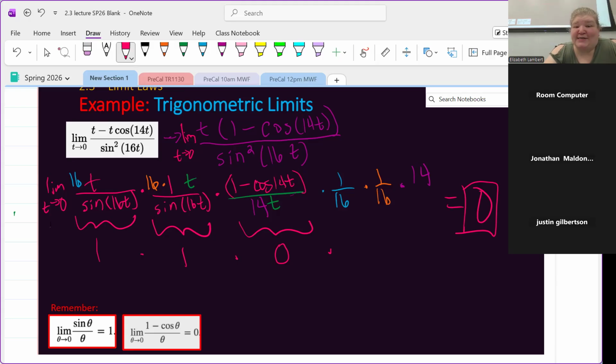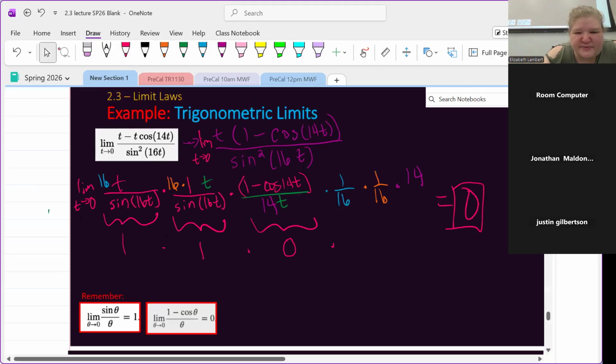And this is why you're not going to see a lot of questions that have the 1 minus cosine ugly over ugly, because then the whole limit goes to 0. But if the cosine one wasn't there, yeah, we would have ended up with 14 over 16 squared, which reduces slightly.